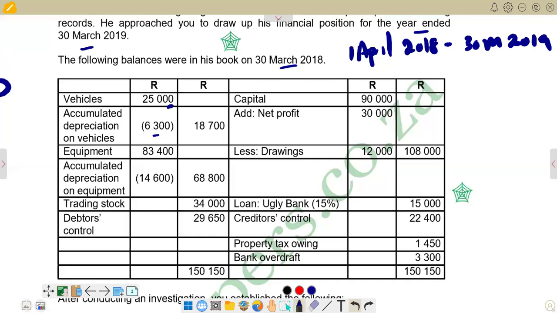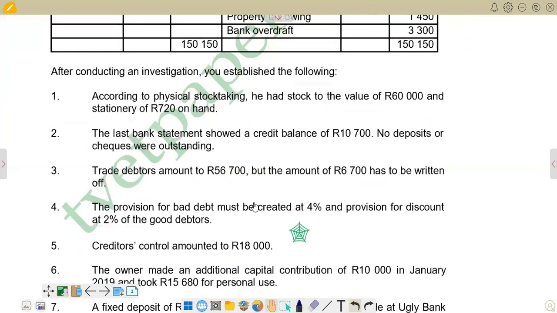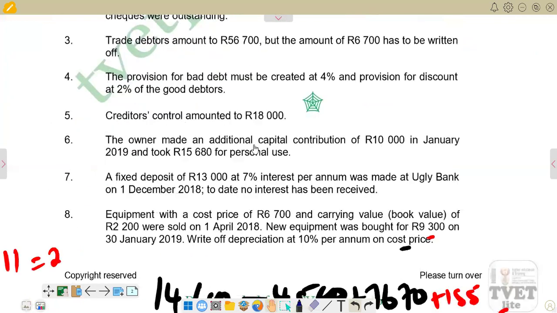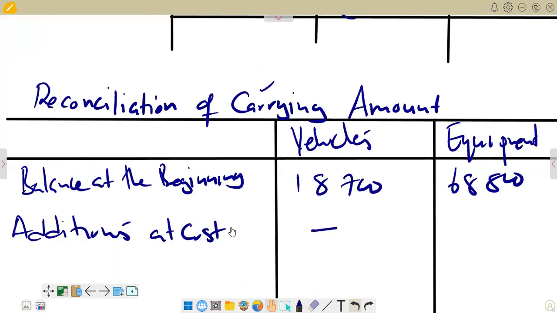Let's just try to go down to check that equipment. If you come here, you see that we've got equipment that was bought for 9,300. So we've got an addition of 9,300. And then having done that, we now adjust for disposal at carrying value.